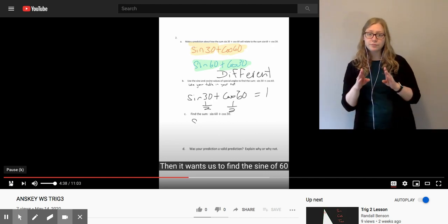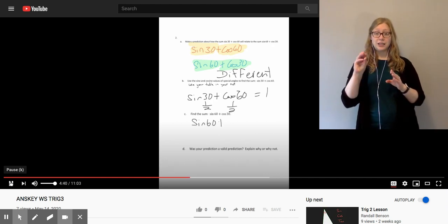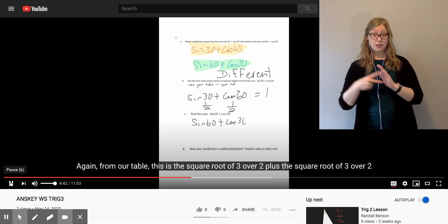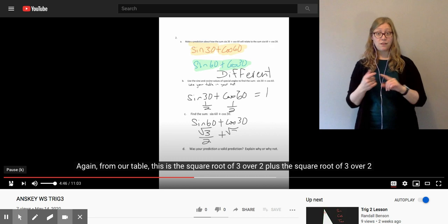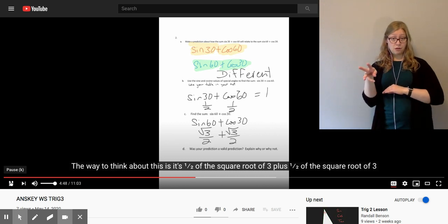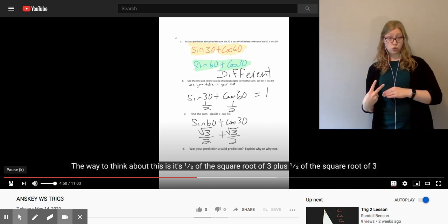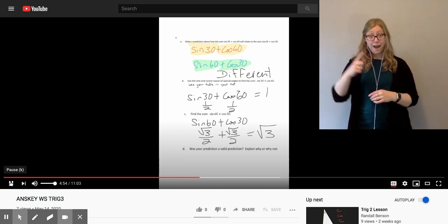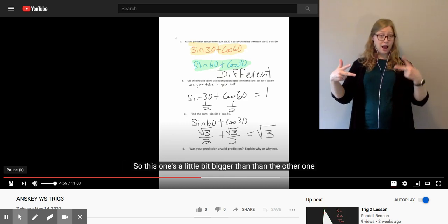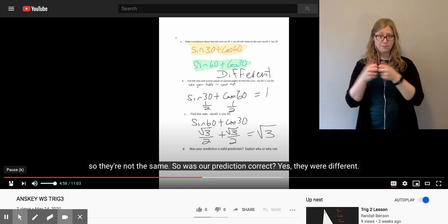Then it wants us to find the sine of 60 plus the cosine of 30. Again, from our table, this is the square root of 3 over 2 plus the square root of 3 over 2. The way to think about this is it's half of the square root of 3 plus half of the square root of 3. Well, when we add them, we're going to get the square root of 3. So this one's a little bit bigger than the other one. So they're not the same.